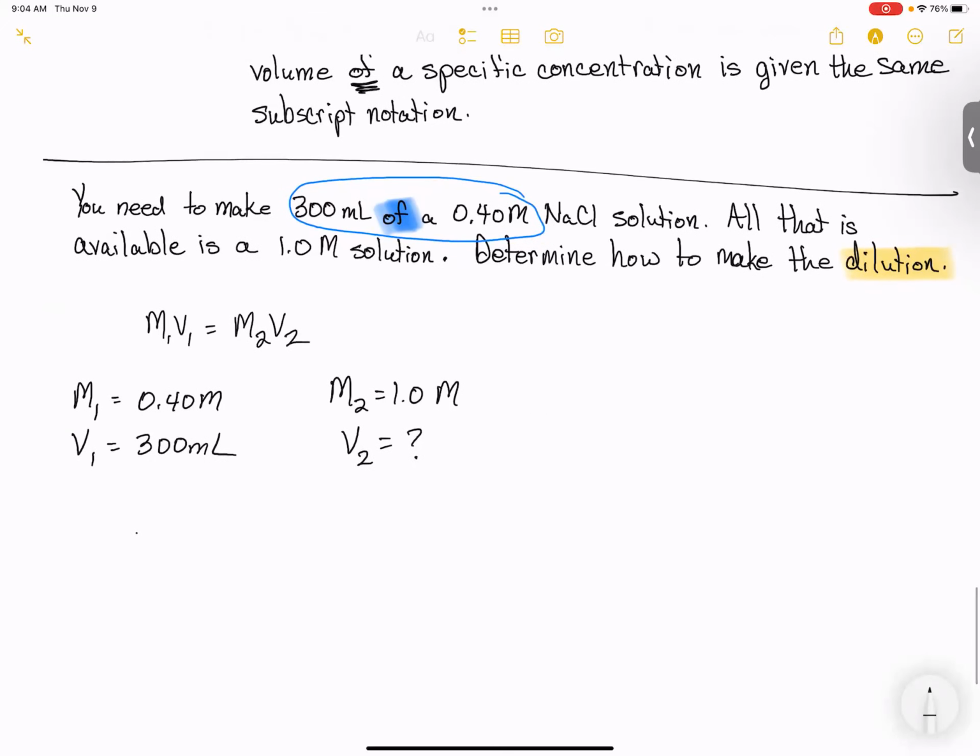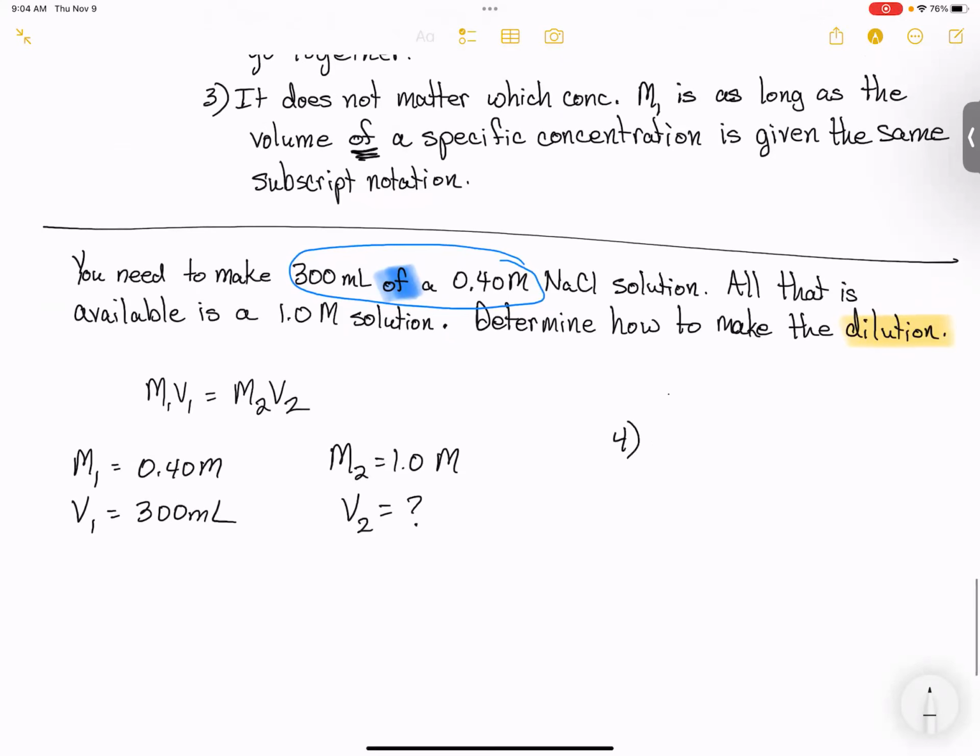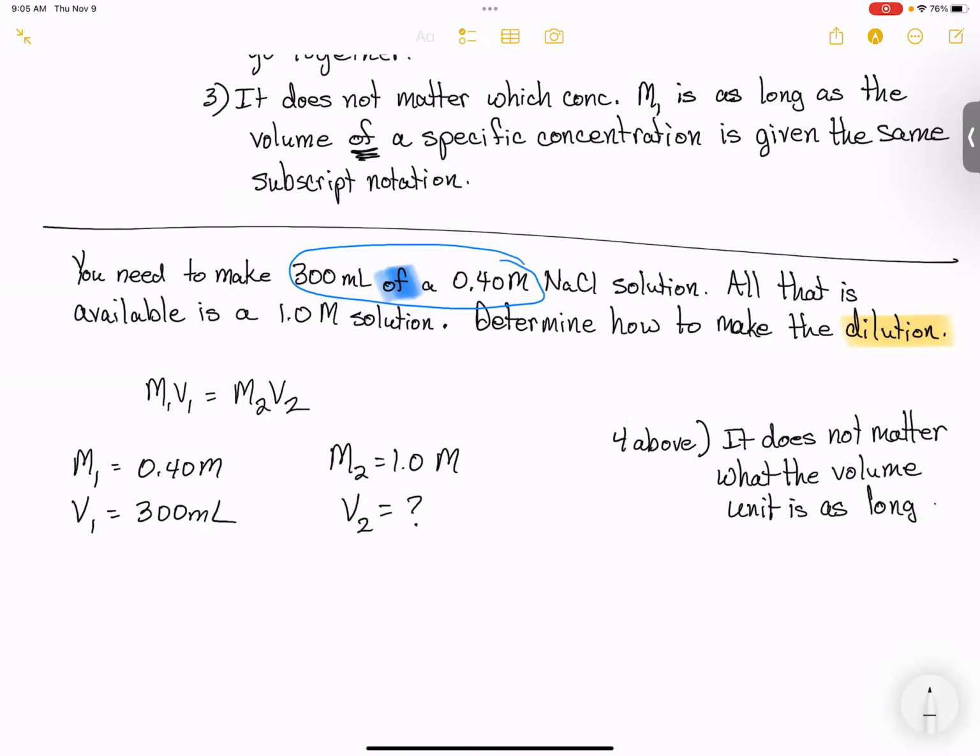So here's the other thing, and I forgot to make this a number 4 above. It does not matter what the volume unit is, as long as V1 and V2 have the same unit. Okay.